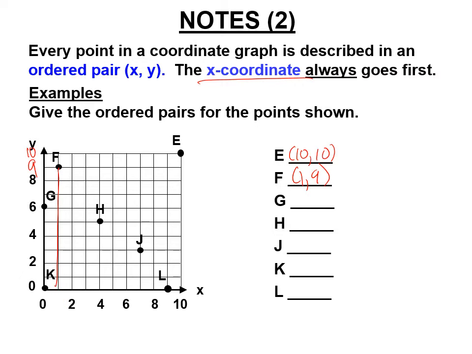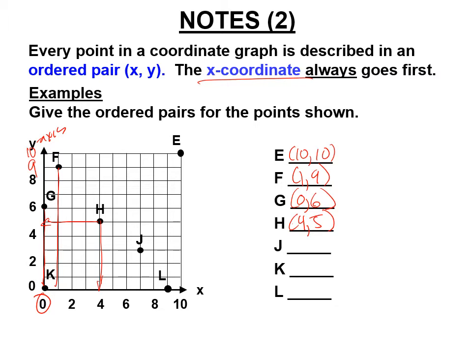G, all right, you have to come down and get this 0. So this is at (0, 6). And that is on this y-axis. When you have a 0, you're going to be on an axis. H is at (4, 5). The 4 has to go first. The 5 goes second.